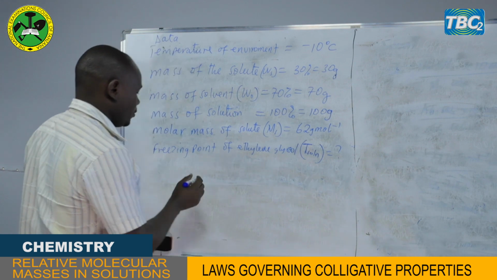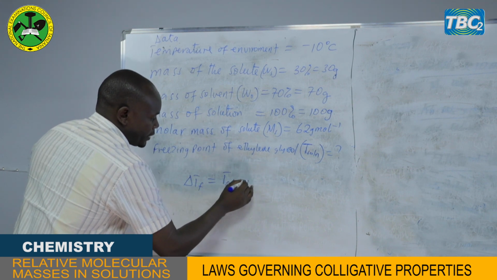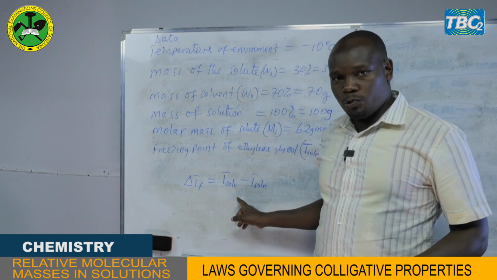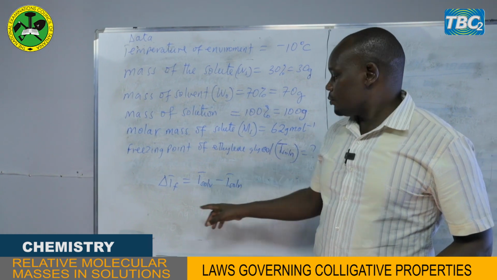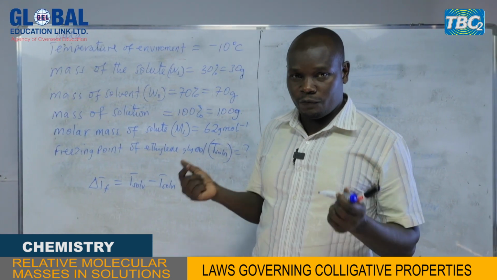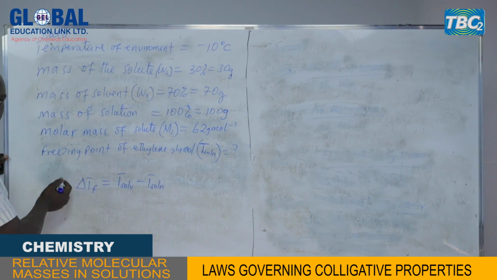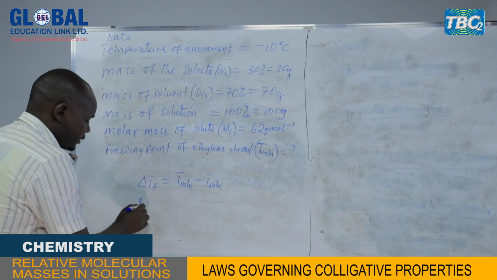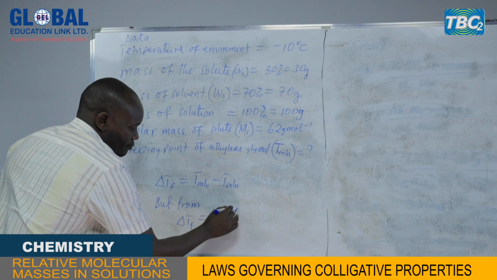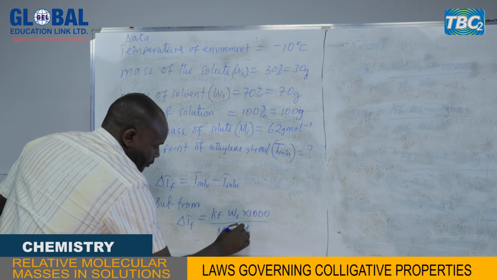And you remember, my dear student, we said that change in Tf is equal to T of solvent minus T of solution. And here we are looking for the T of solution, but we don't have change in Tf. But T of solvent we have, it is 0 degrees centigrade, because our universal solvent is water, and the freezing point of water is 0 degrees centigrade. Therefore, now we have to look for the freezing point depression. From change in Tf, we said it is equal to Kf times mass of solute times 1,000, then divide by molar mass of solute times the mass of solvent.